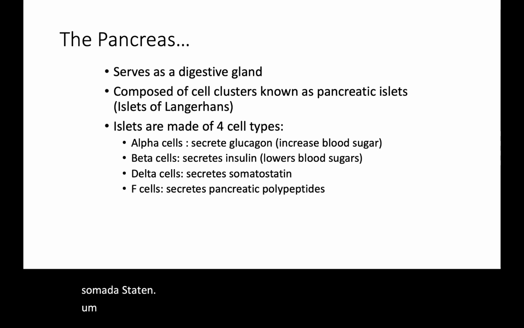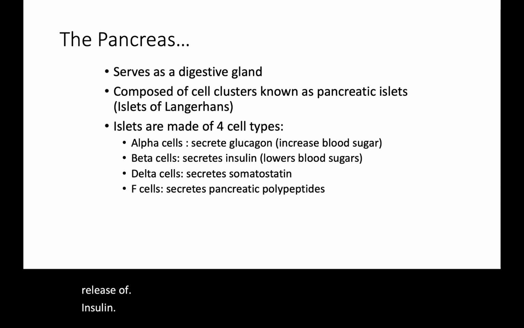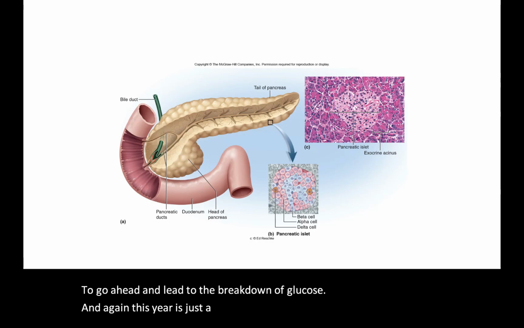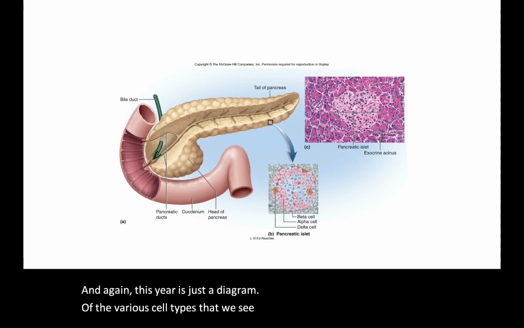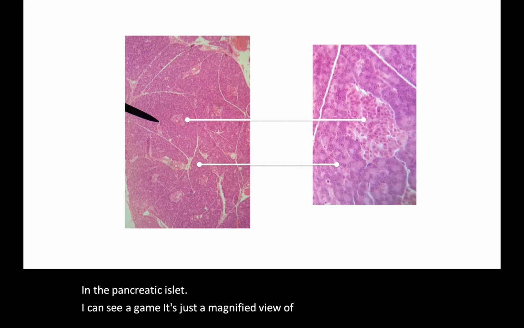Acetylcholine, as a neurotransmitter, can also go ahead and stimulate the release of insulin to go ahead and lead to the breakdown of glucose. And again, this here is just a diagram of the various cell types that we see associated with the pancreatic islet. You can see again, it's just a magnified view of the pancreatic islet, which of course is right over here.